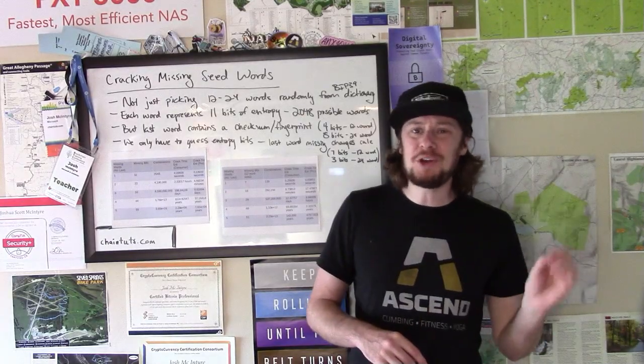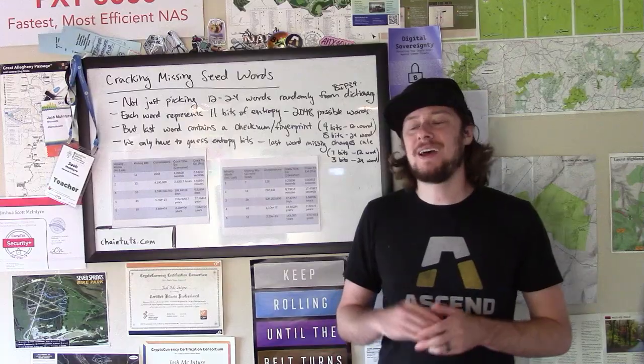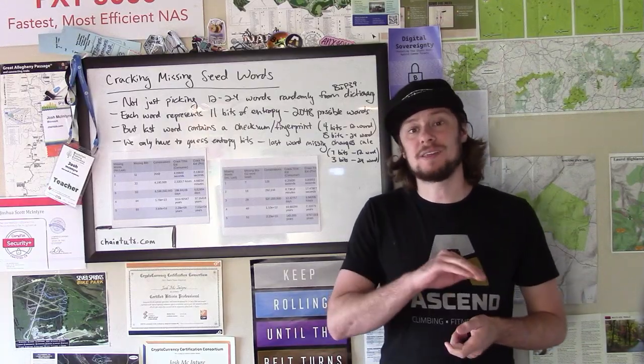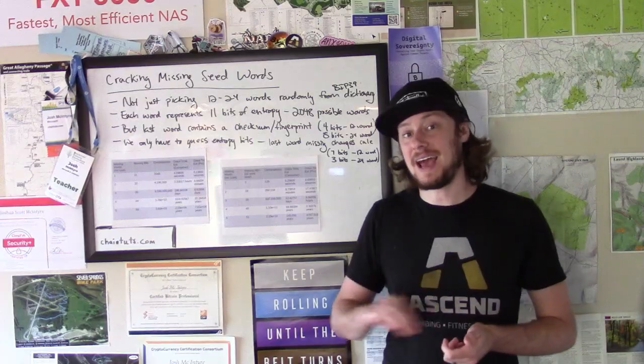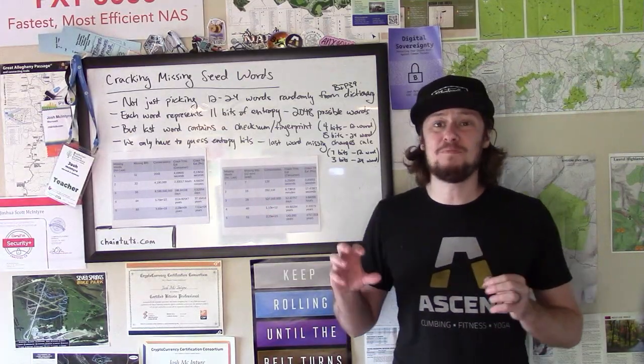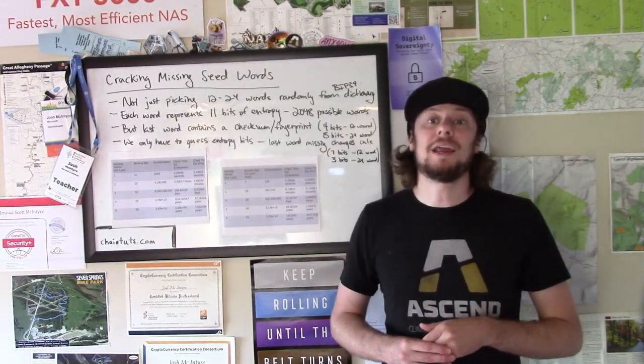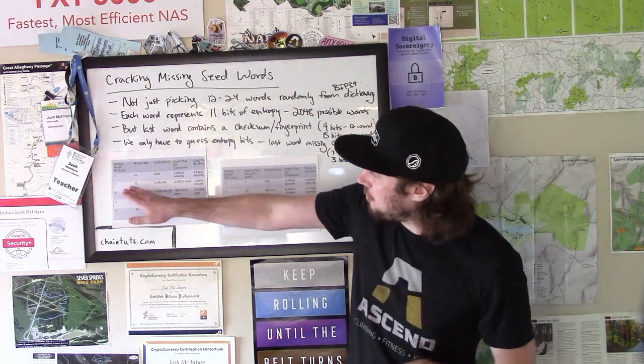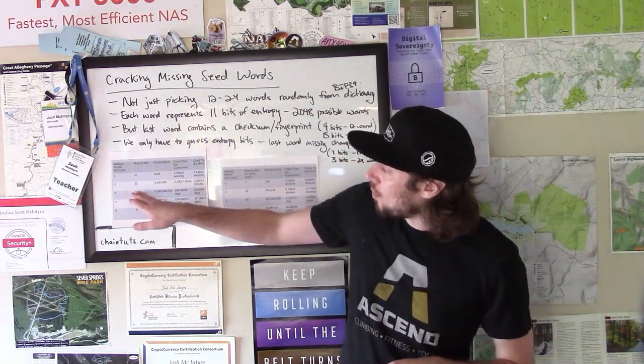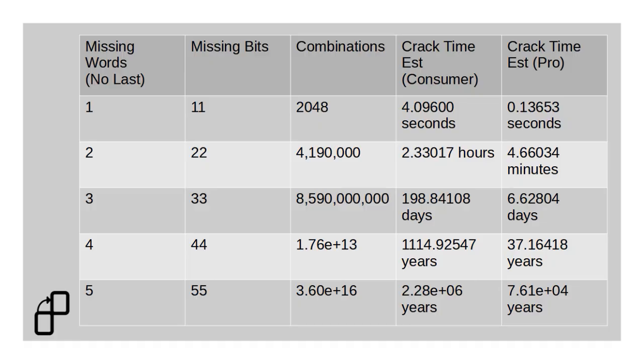But as we go up in the number of missing words, this difficulty does not increase in a linear fashion. It increases in an exponential fashion, because every bit of data that's missing drastically increases the number of possible combinations to guess. If we're missing 2 words, we're now missing 22 bits of data, and we're in the millions of possible combinations. Now, this is actually still pretty practical for a modern computer, even with all the intensive computation that goes into cracking a seed.